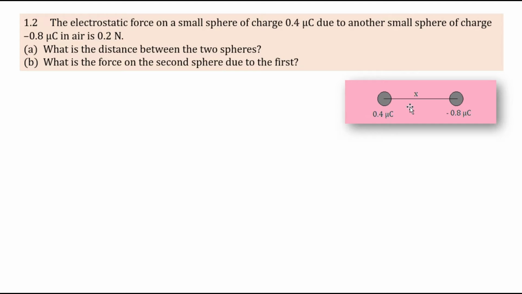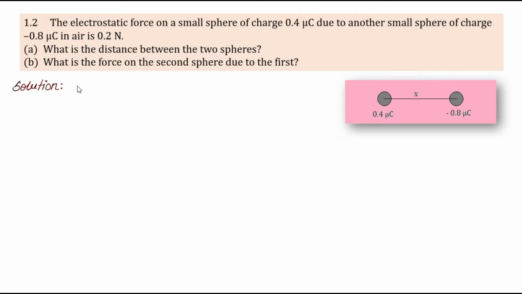Here in the diagram, there are two spheres having charges 0.4 microcoulomb and minus 0.8 microcoulomb. This is the case of unlike charges. Hence, the force between these two charges is a force of attraction, and that is given here as 0.2 Newton. What we have to find is the distance between the two spheres. Hence, we will consider it as x. And according to Coulomb's law, we will find the distance between the two spheres first. So let's start.